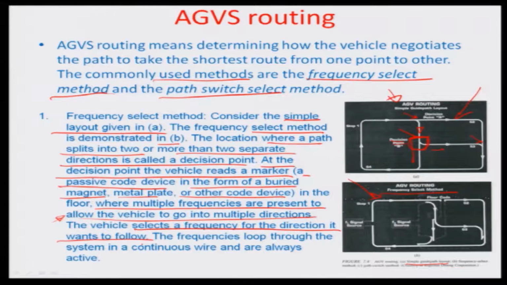Suppose I had a different frequency on this end and a different frequency here, let us say F1 and F2, which are stored on the floor through some kind of metal plate or some kind of barcode. The scanner at this position would try to select whether the path is going to be here or here, by looking at the differential frequencies and matching them with its database in the programmed path, to decide what frequency it needs to select to go into the correct path. So that is how you do the frequency select, or frequency based select, method.